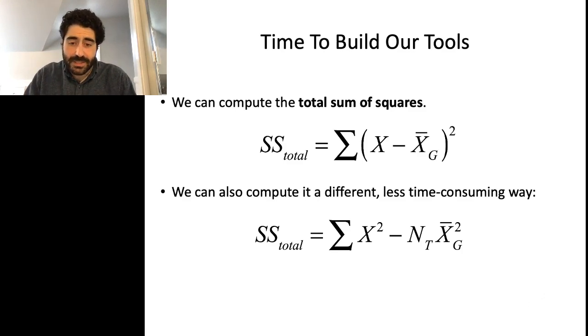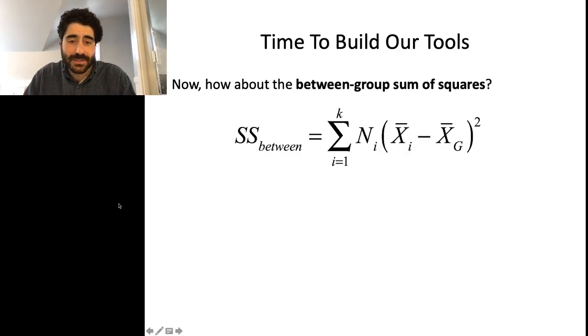Whereas when we're computing this between group sum of squares, at least assuming we know what these group means are, this actually has fewer terms in it, right? We only need to sum up over the number of groups. This is a little bit of a cheat, because to compute these group means, usually you're going to have to look at every data point also, right? But at least this formula here is really easy.